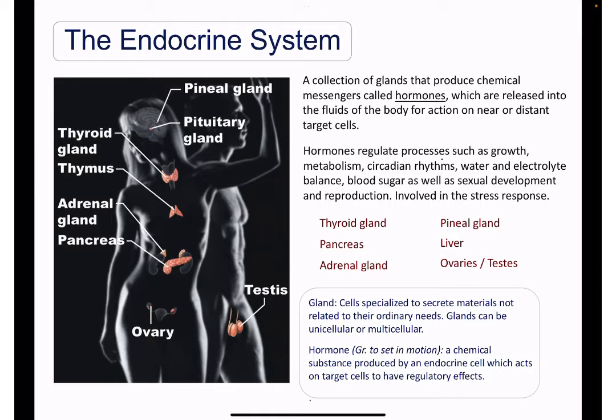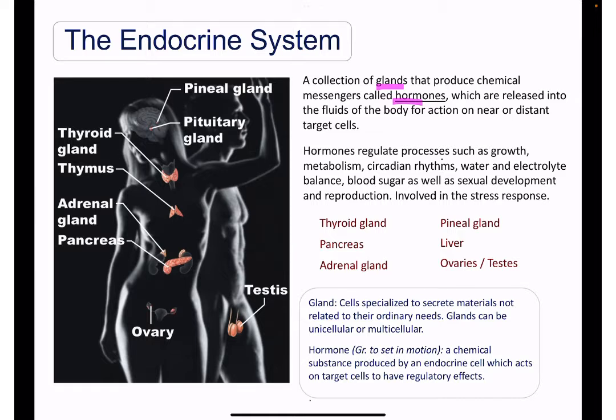Well, the endocrine system is a collection of glands that are going to produce chemical messengers that we call hormones. And then those hormones are going to be released into the fluids of the body, the interstitial fluid in the blood, and they're going to travel and they're going to act on target cells. And they're going to elicit physiological effects in those specific target cells.